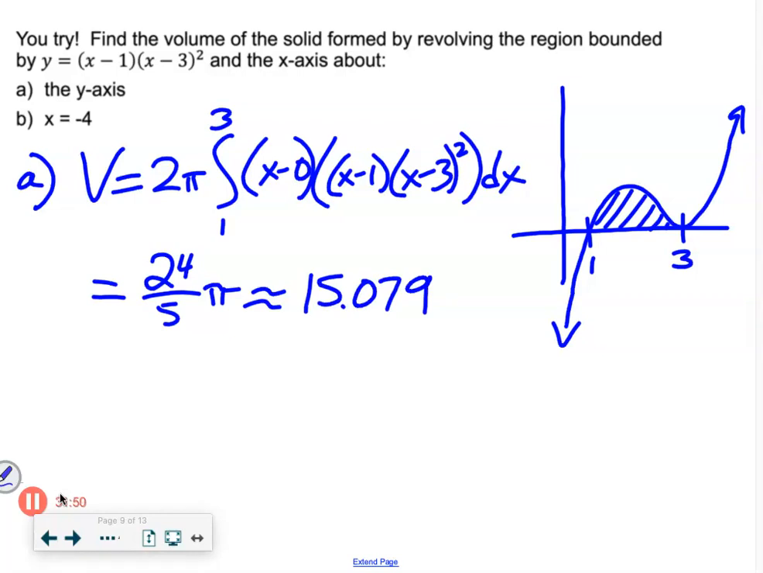15.079 truncated, right? If you round it, it rounds to 15.080.